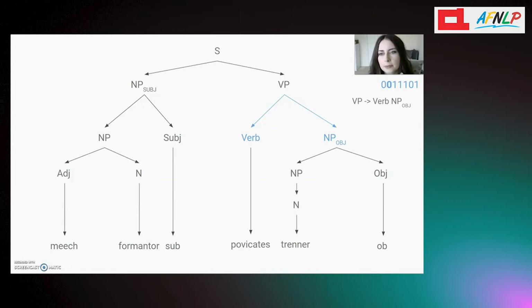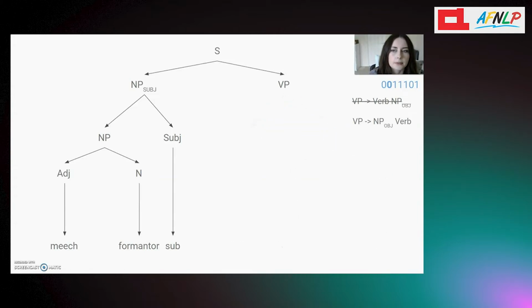So if we flip this switch to a 0, we now want the object to come before the verb, which is the case in an SOV language like Japanese. So these two branches of the tree are going to get swapped around, and now we have the equivalent sentence for a different switch configuration.